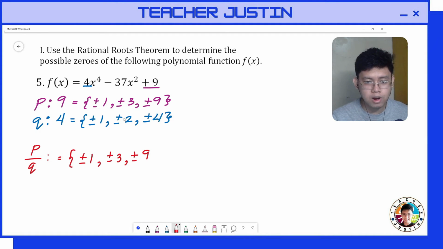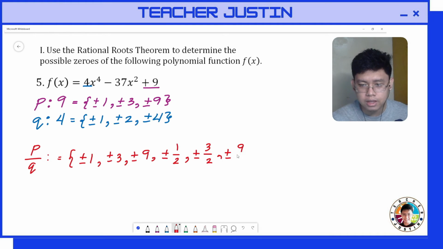Next, let's divide by 2. 1 divided by 2 is ±1/2. Next, 3 divided by 2 is ±3/2. Then 9 divided by 2 is ±9/2.